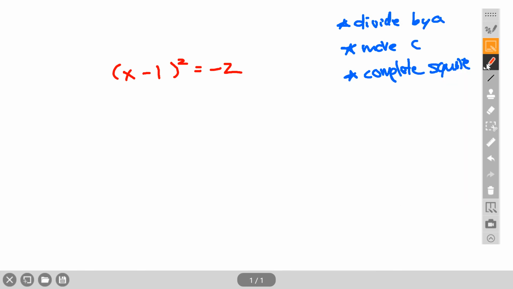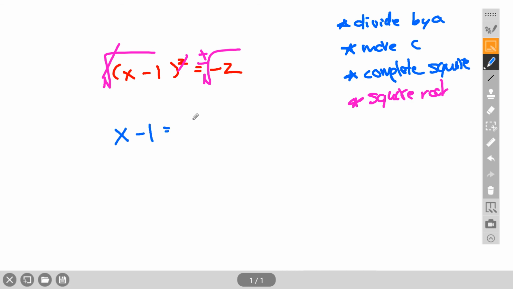Now the fourth step is coming next, and that is to square root. You see I square root here and I square root here. Well, don't forget the plus or minus. The square root and the square will cancel each other out, and I'll be left with x minus 1. On the right side, I have plus or minus, well, this is negative, so we need the i. It's i square root 2. Remember, because a negative square root means that we take out an i to simplify it.